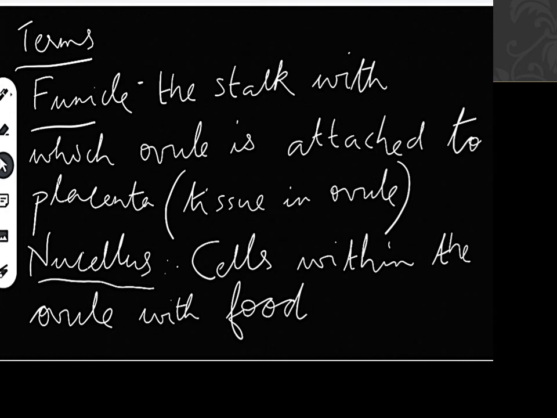The important terms regarding the structure of ovule. Funicle. Funicle is a stalk with which the ovule is attached to the placenta, which is a tissue in ovary, not ovule. Nucellus is the cells within the ovule with food reserves.